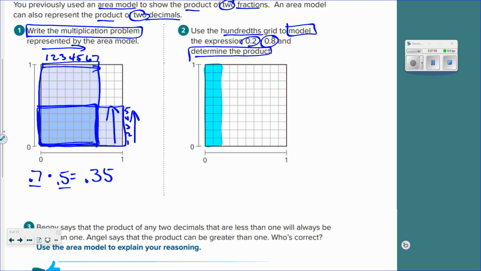Does everybody agree that that is 2/10? I know you guys aren't getting colors as pretty as I did. Okay.